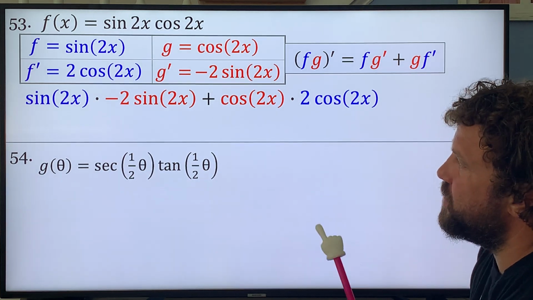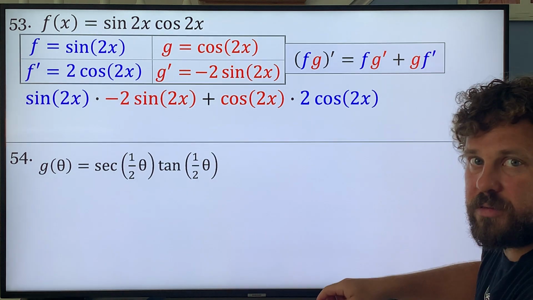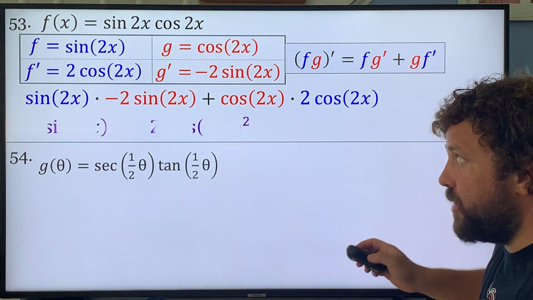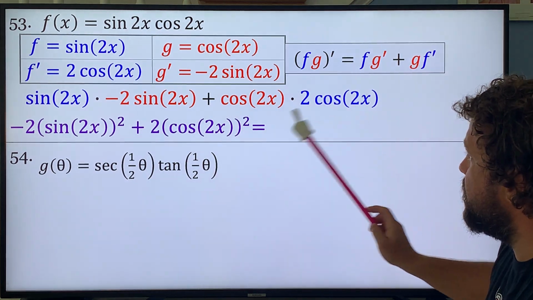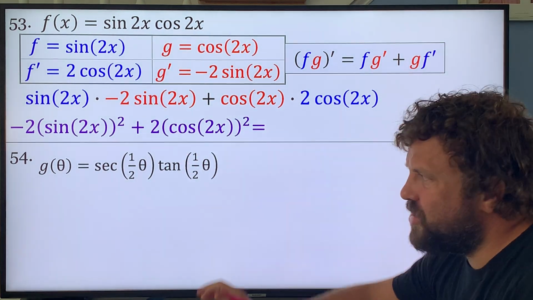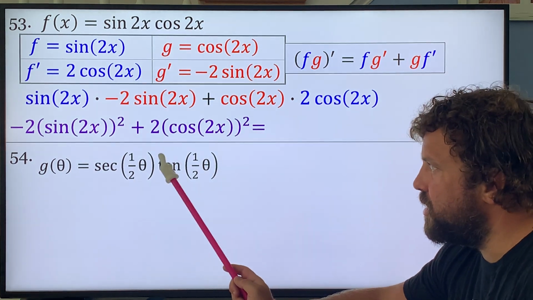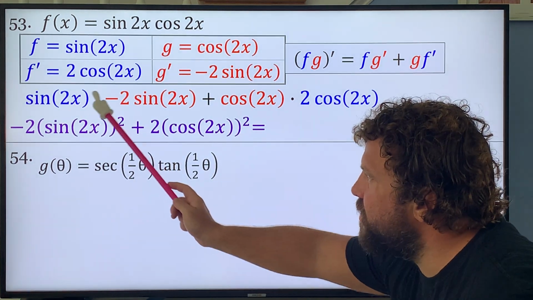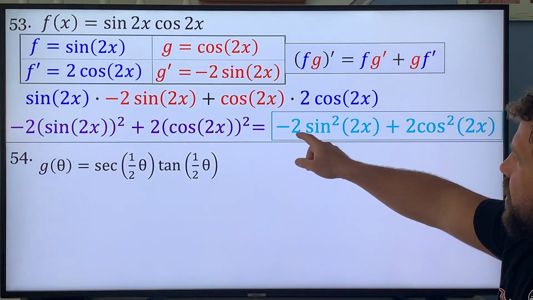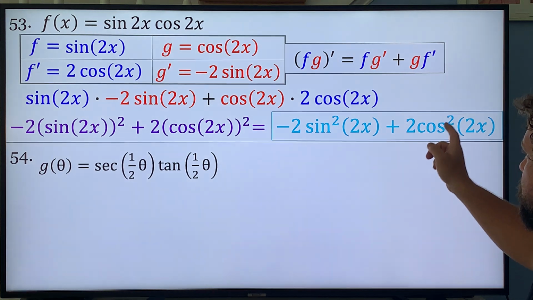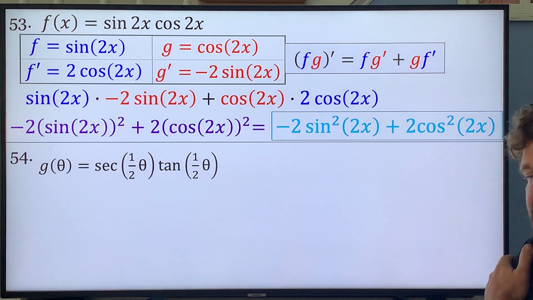Now, watch what happens here. Negative 2 comes forward. What's sine 2x times sine 2x? The whole thing squared. Or, how can we write this better? Cosine 2x times cosine 2x is cosine 2x squared. This looks a little yucky. I sound like I'm talking to my 3rd grade daughter. The 2 can go right in front of the sine, and the 2 goes right in front of the cosine, and then it's nice and cleaned up. Negative 2 sine squared 2x plus 2 cosine squared 2x. Says the same thing.